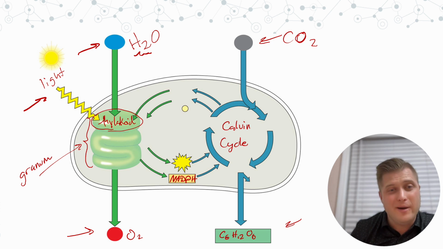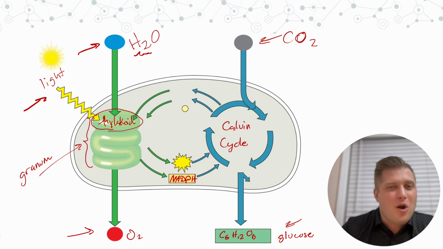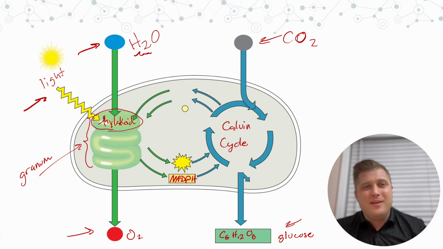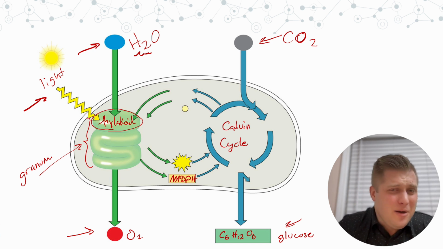C6H12O6, which you know better as glucose. This is a sugar you've probably seen before when we've talked about carbohydrates, and we'll mention that again in a moment. But this is the main sugar that photosynthesis is making, and it's grabbing the carbon from carbon dioxide, the hydrogen from water, and the oxygen from carbon dioxide to make these sugars. Now it needs energy to do that.